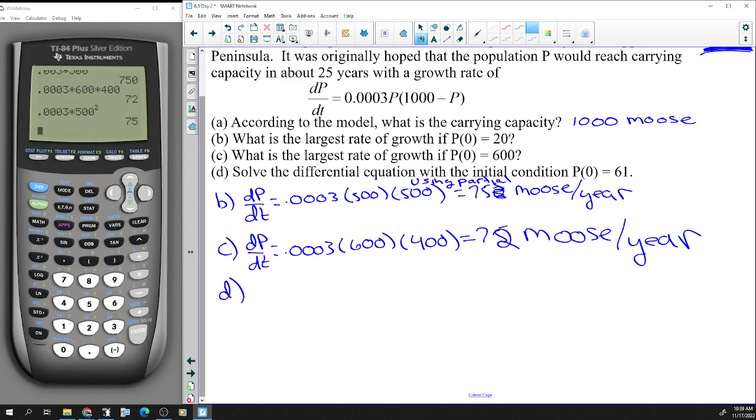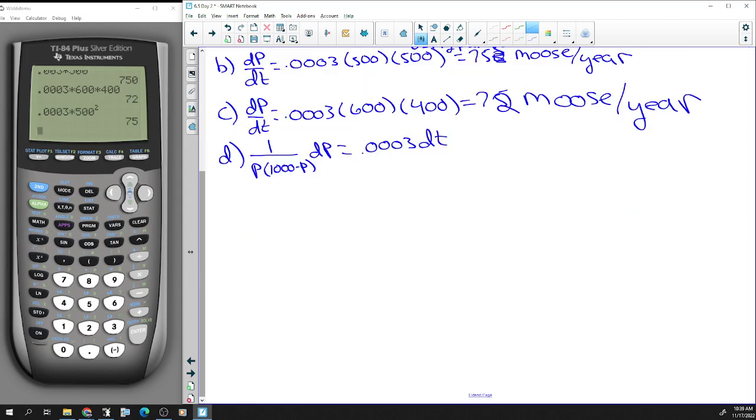All right, anyway, here we go, D. We want to solve the differential equation. We have 1 over P times 1,000 minus P dP is equal to 0.0003 dt. So we split the differentials, split the variables. P with dP, t's with dt. We're going to integrate, but we have to integrate using partial fractions. So we're going to put A over P and B over 1,000 minus P. And they need each other's denominator. So 1 is equal to A times 1,000 minus P, and B needs the P.